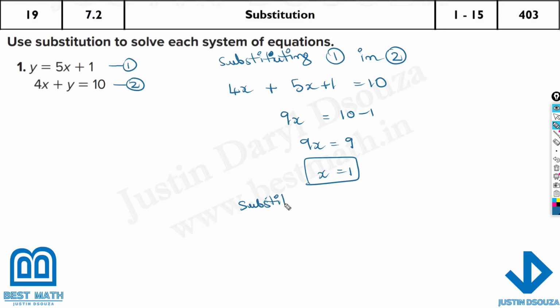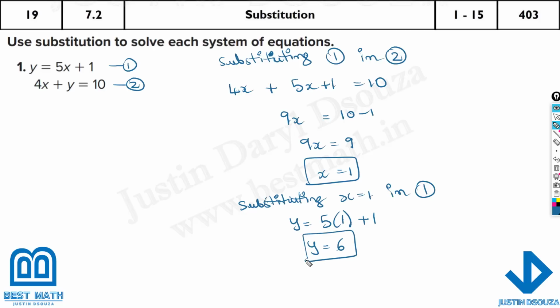We can write over here, substituting x equals 1 in equation 1. I will show you even substituting in equation 2, it will be the same answer, but I'll now do it in equation 1. Y is equal to 5 times, what is the x value? 1, plus 1. And here y equals 5 plus 1 is 6. So this is the answer.